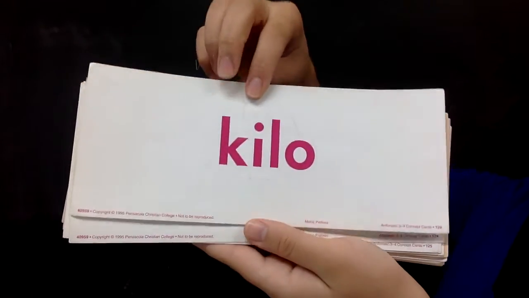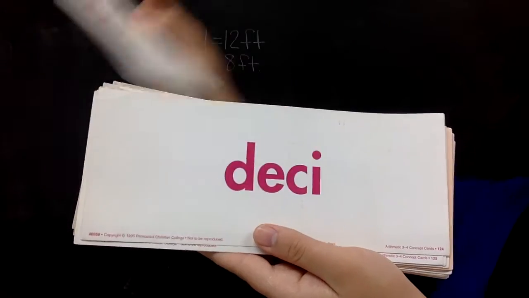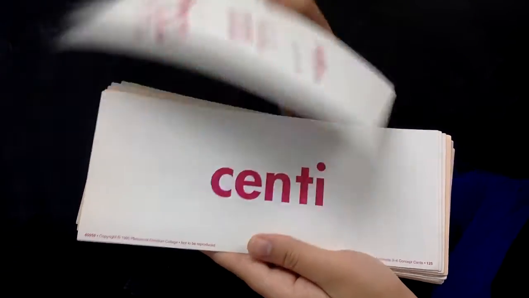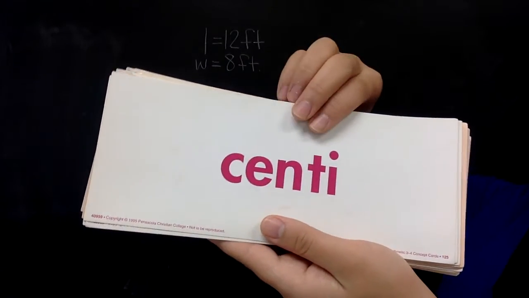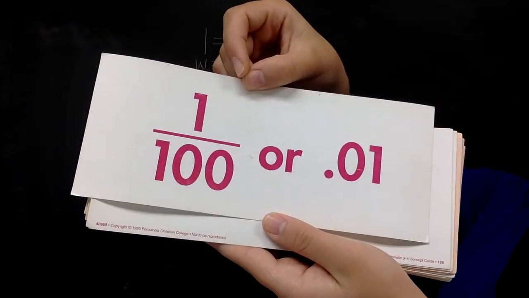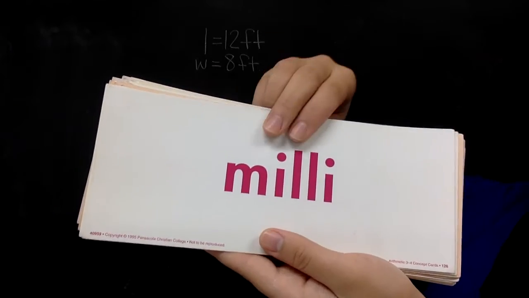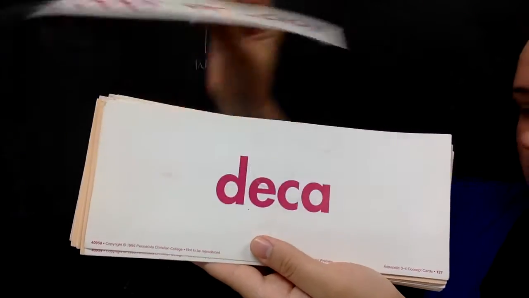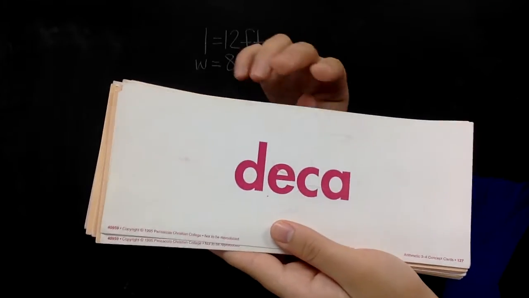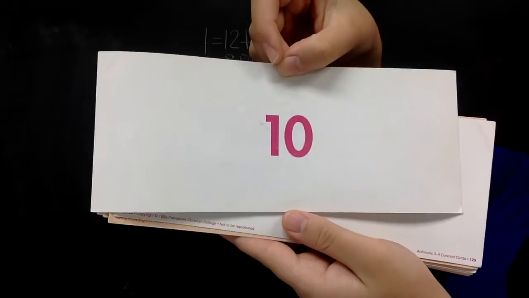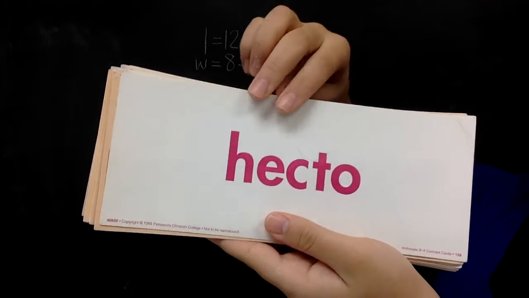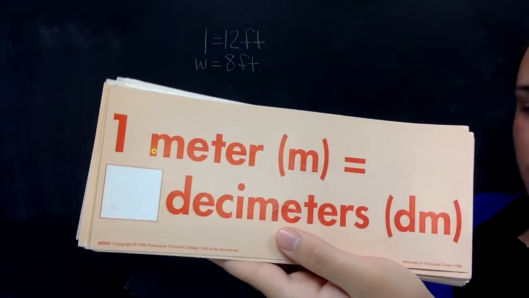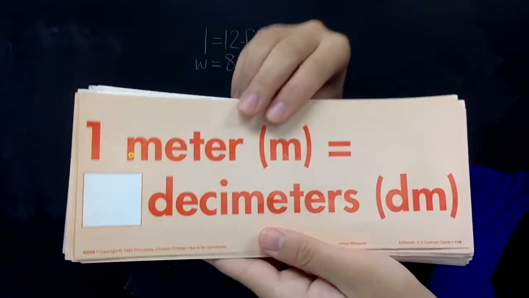Kilo means 1,000. Deci, 1/10. Centi, 100th. Milli, 1,000th. Deka, 10. Hecto, 100. 1 meter equals how many decimeters?